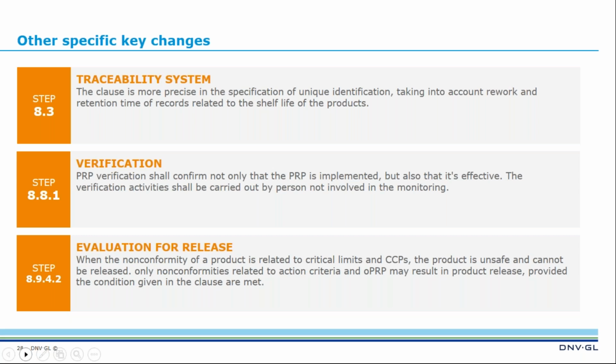And the evaluation for release, which is in clause 8.9.4.2, explains that if the non-conformity of a product is related to a critical limit or CCP, where you are sure that the product is unsafe, it cannot be released. So this will require you to demonstrate what type of evaluation needs to be in place. And if the deviation or non-conformity happens to an OPRP, then what type of control measure will the organization have in place to evaluate whether or not your product is safe to be released.